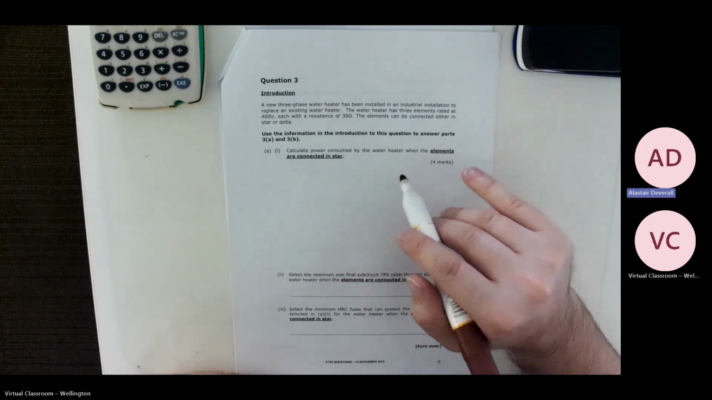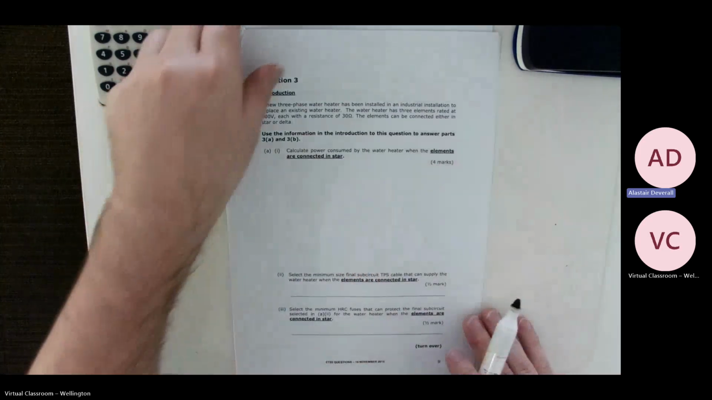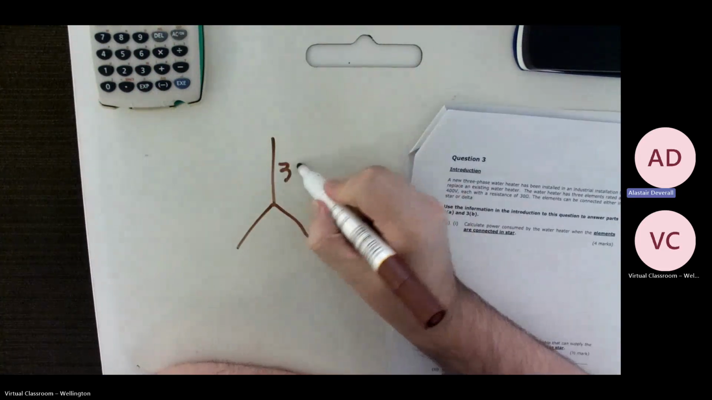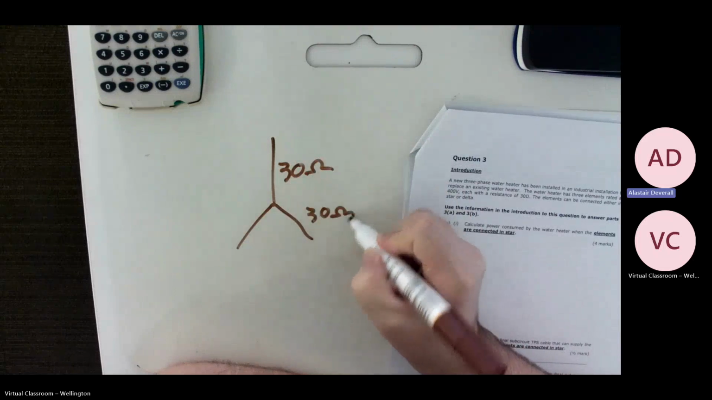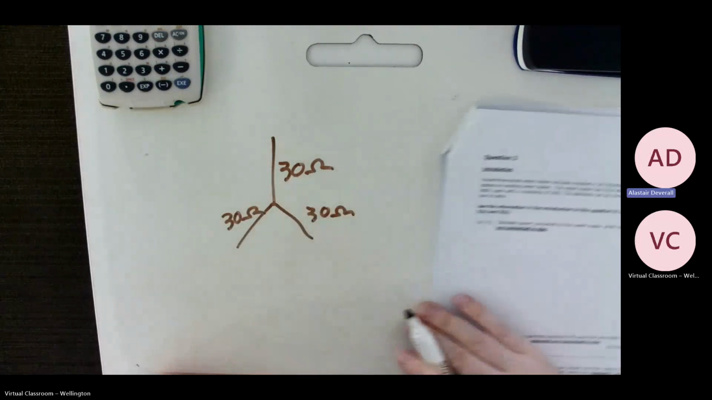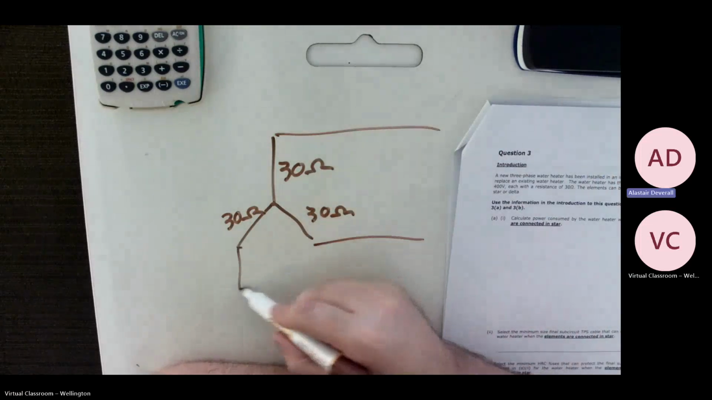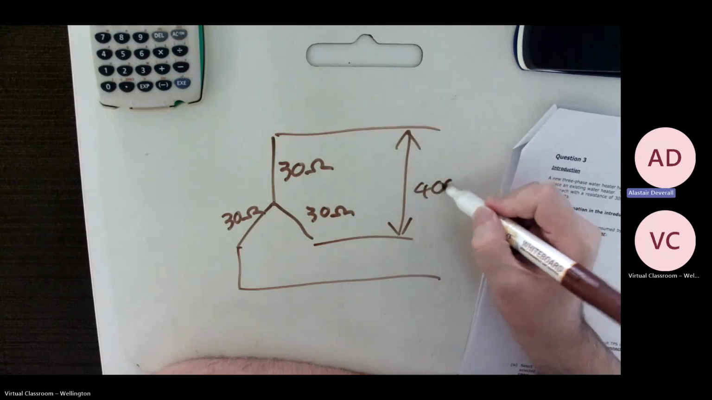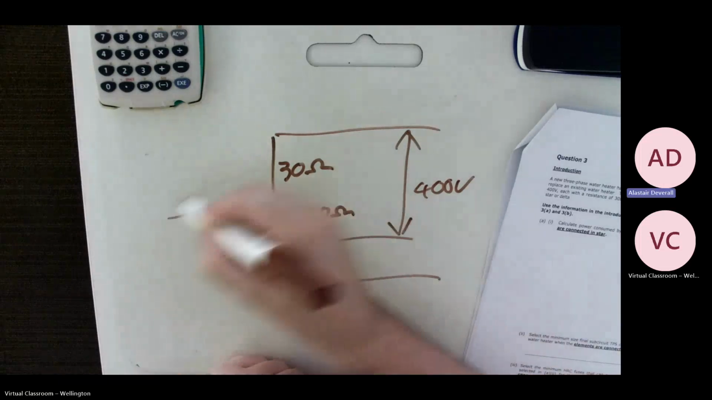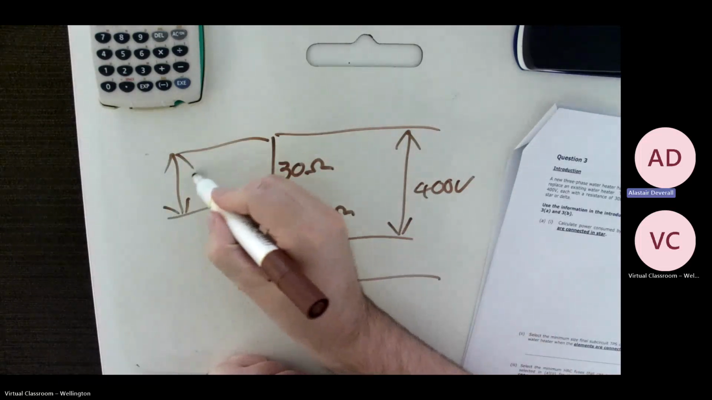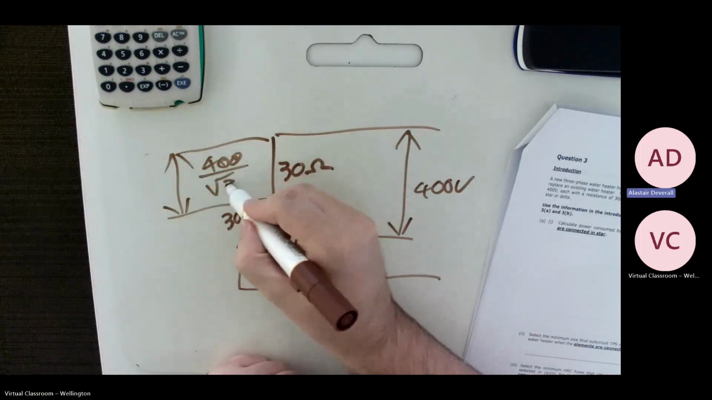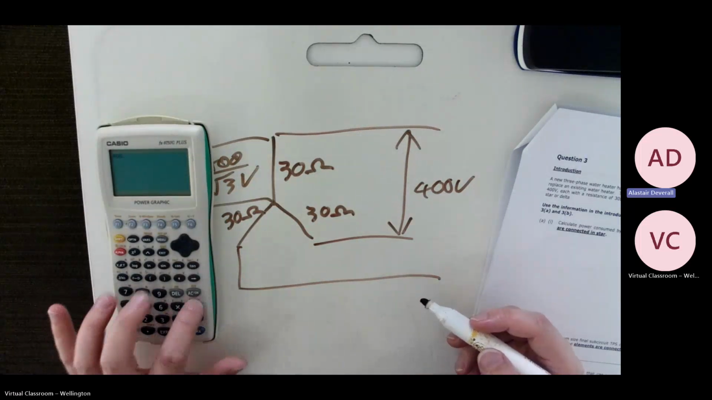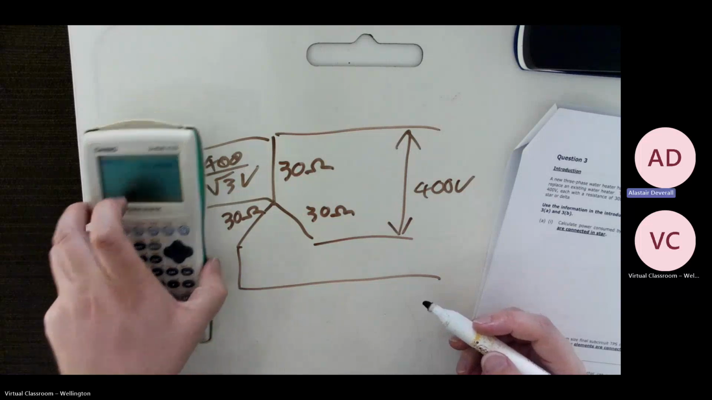Calculate the power consumed by the water heater when the elements are connected in star. Okay, so we have 3 elements connected in star. Each of them are 30 ohms, 30 ohms, 30 ohms. We have our voltages coming along, and between here we have our 400 volts. Between here and here we have our 400 over square root of 3 volts, which equals roughly 230, so 230.94.